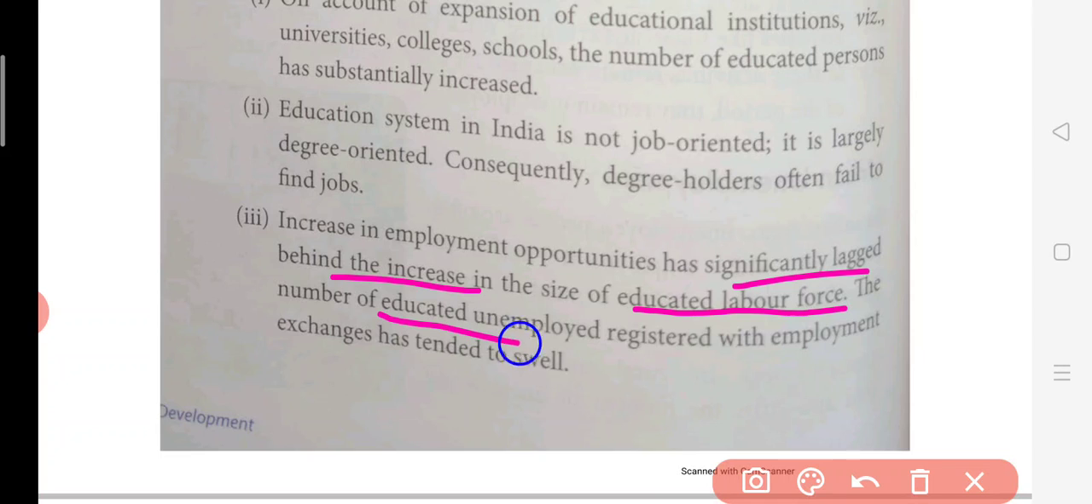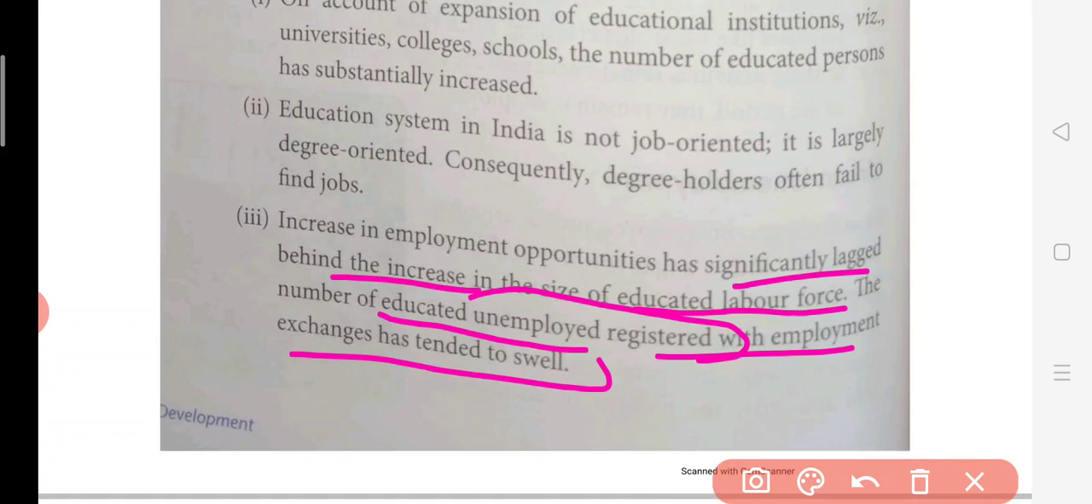The number of educated employed registered with the employment exchange has tended to swell. If you look at this employment registration, all these consultancies and government agencies that register people, the number is increasing. It means the number of people who are unemployed is continuously rising. So why does it happen? See, because increase in employment opportunity has significantly lagged behind. When you look at employment opportunity, very few jobs have been created in the past years, which is a real serious problem for India.